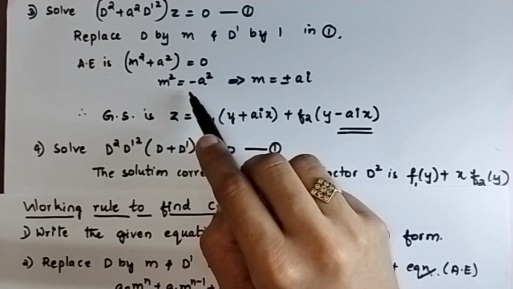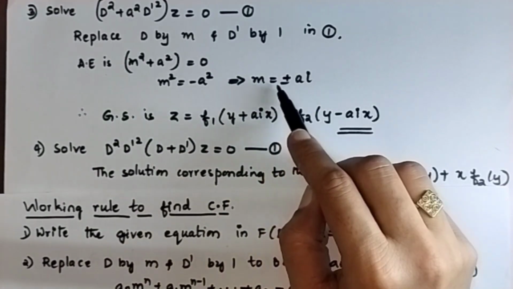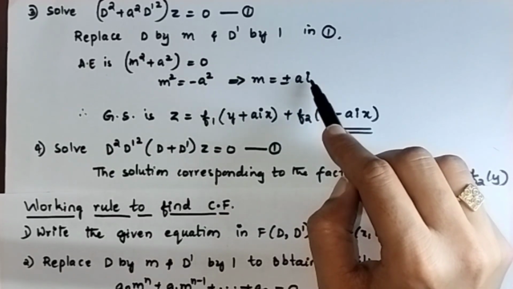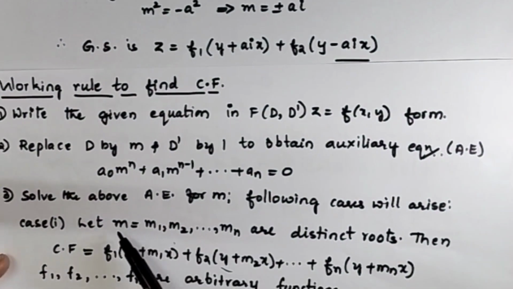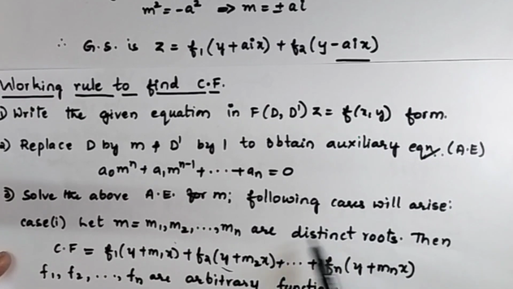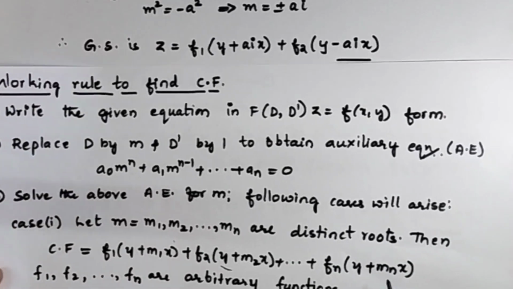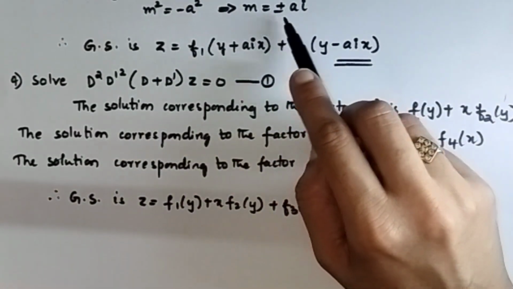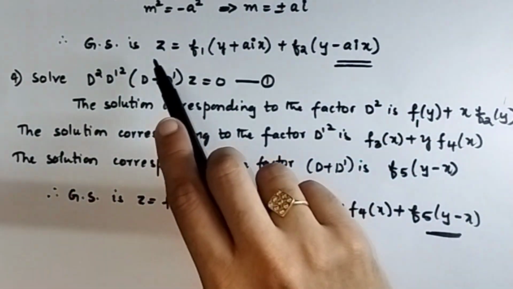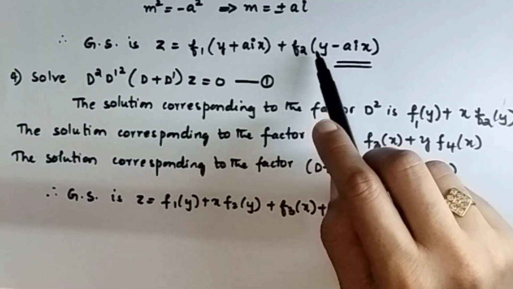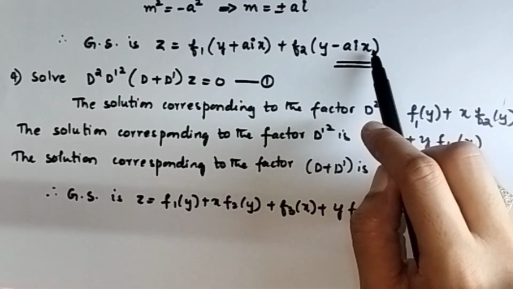Hence m² = -a², which implies m = ±ai. These are complex roots, but these are distinct roots. See here, if the roots are distinct, then the complementary function is given by f1(y + m1x) + f2(y + m2x) and so on. This is the method to write the complementary function. Here the roots are distinct, therefore though they are complex, we have to follow the same method. z = f1(y + aix) + f2(y - aix).